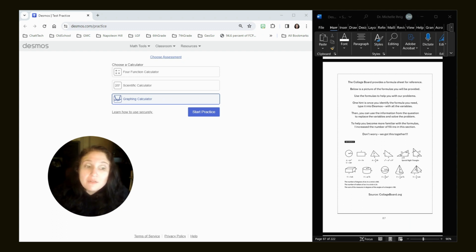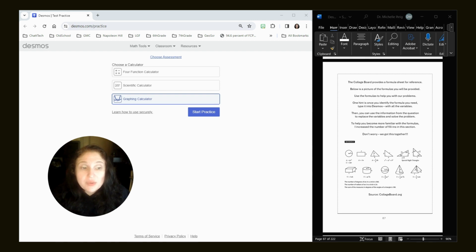And the formula sheet that the College Board gives you, and I took this right from the collegeboard.org site, is all related to geometry and trigonometry. So I'm going to read the top of my book. The College Board provides a formula sheet for reference. Below is a picture of the formulas you'll be provided. Use the formulas to help you with our problems.